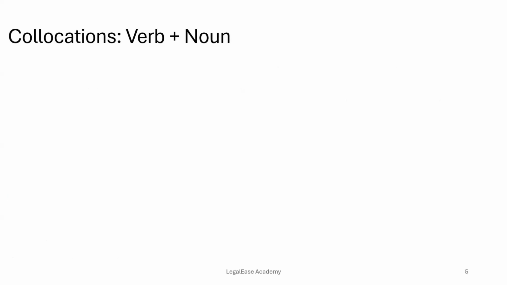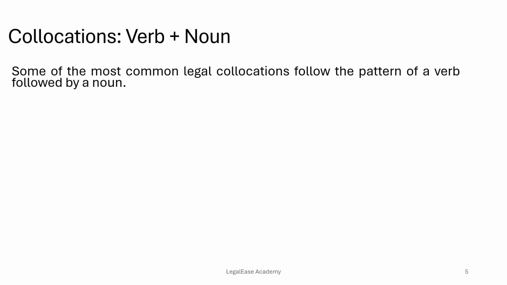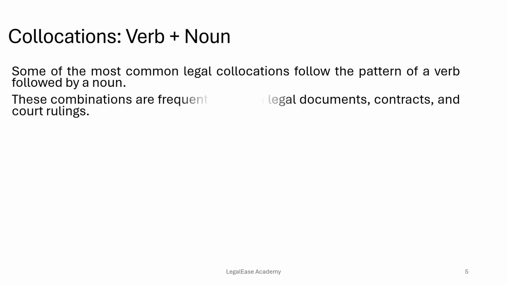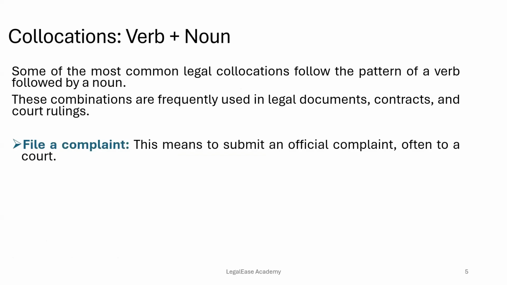So looking more closely then at verb and noun pairings. Some of the most common legal collocations follow the pattern of verb and noun. These combinations are very often used in legal documents, in contracts, in court rulings and judgments as well. So, for example, file a complaint. File a complaint means to submit or to lodge an official complaint, often to a court. It could be against a party in proceedings, it could be against a lawyer, anything like that.